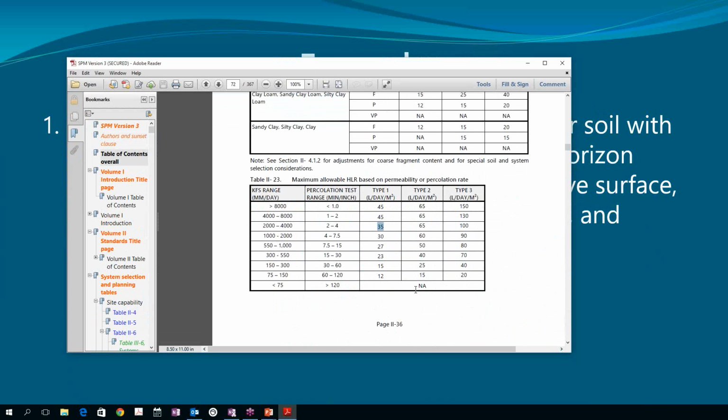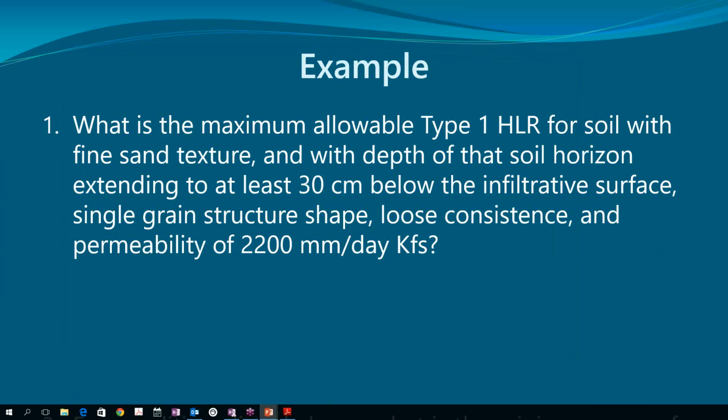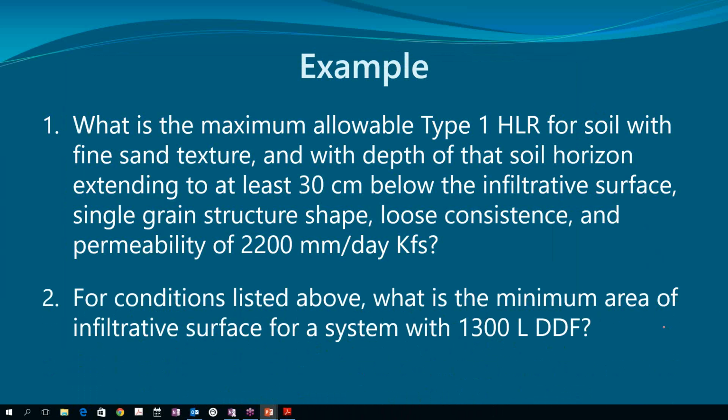So now we need to select the most conservative of the two. So the answer is going to be 27, right? 27 liters per square meter, because that gives us a bigger system than 35. And to wrap up that question, how big does this thing have to be for a 1300 liter DDF? So it's 1300 divided by 27, not 35, gives us 48 square meters of trench bottom or bed bottom.